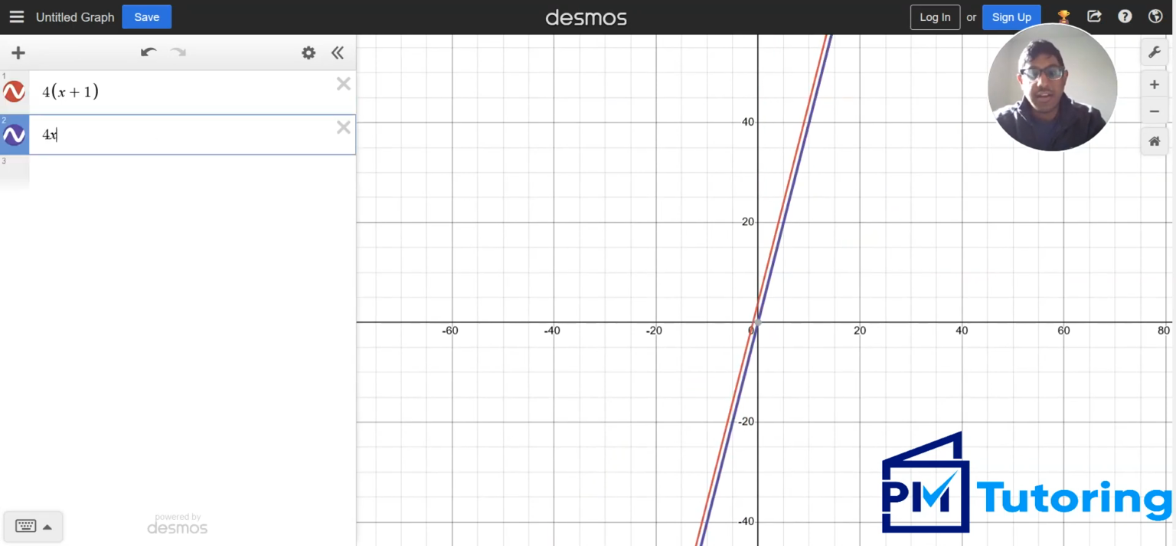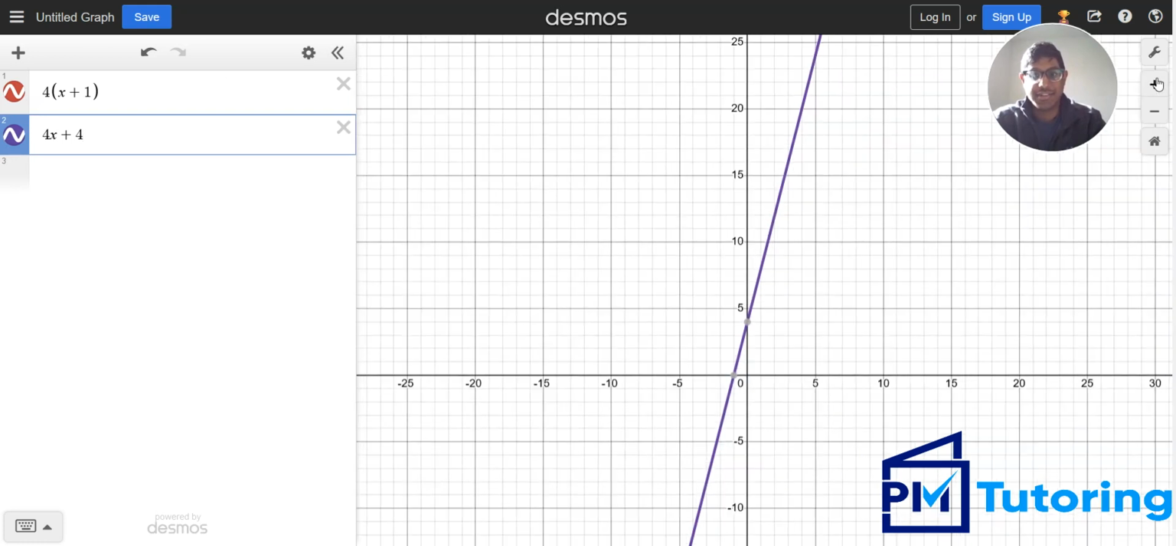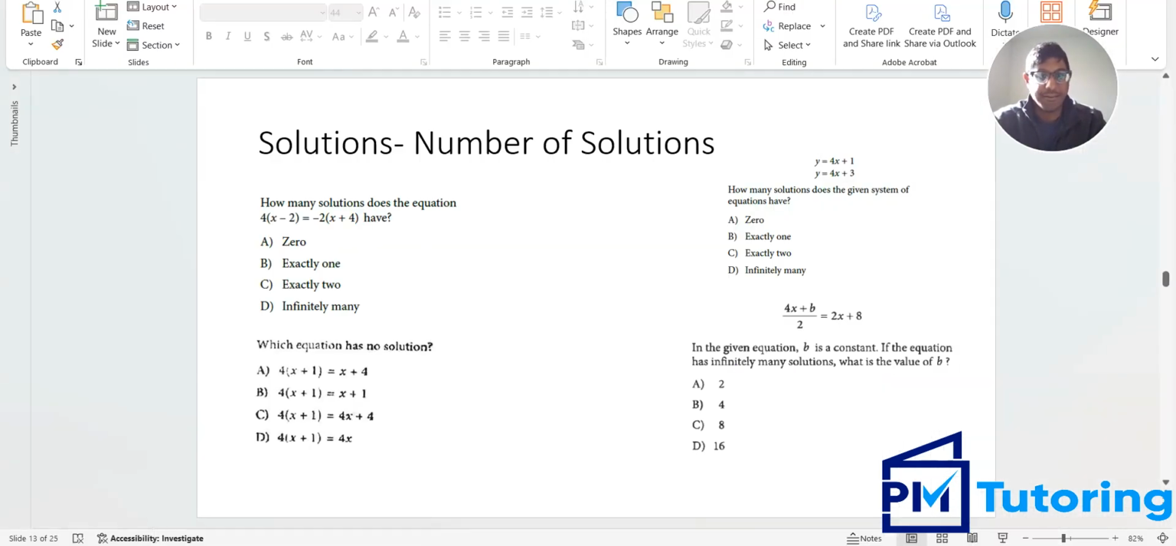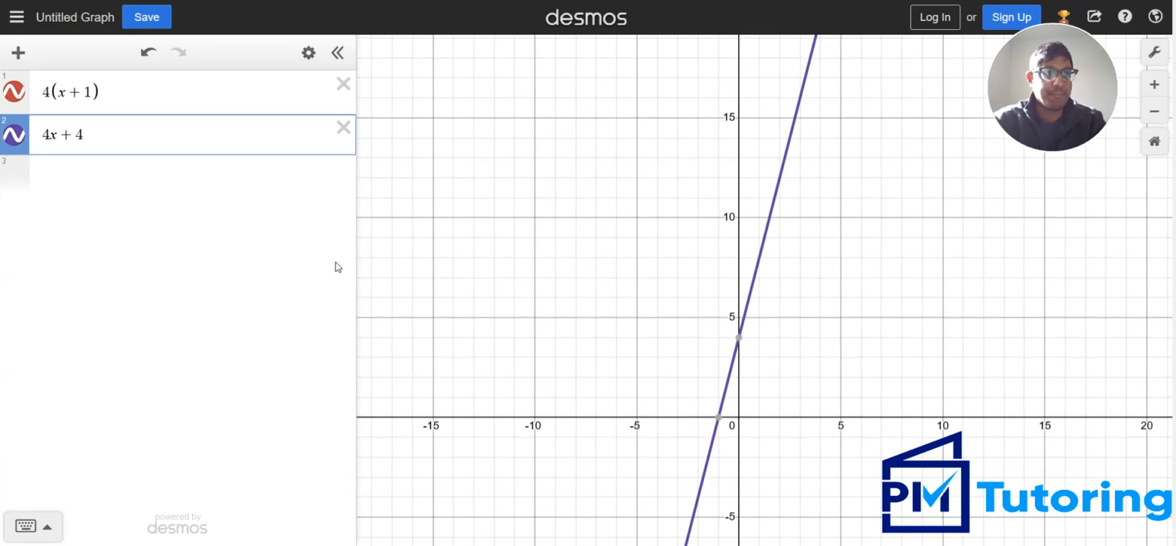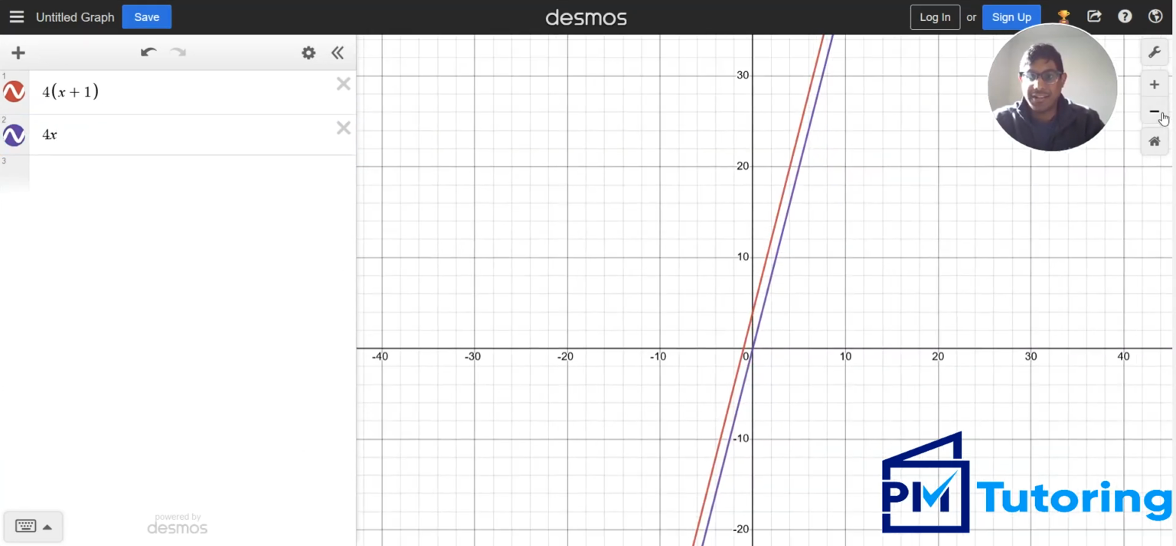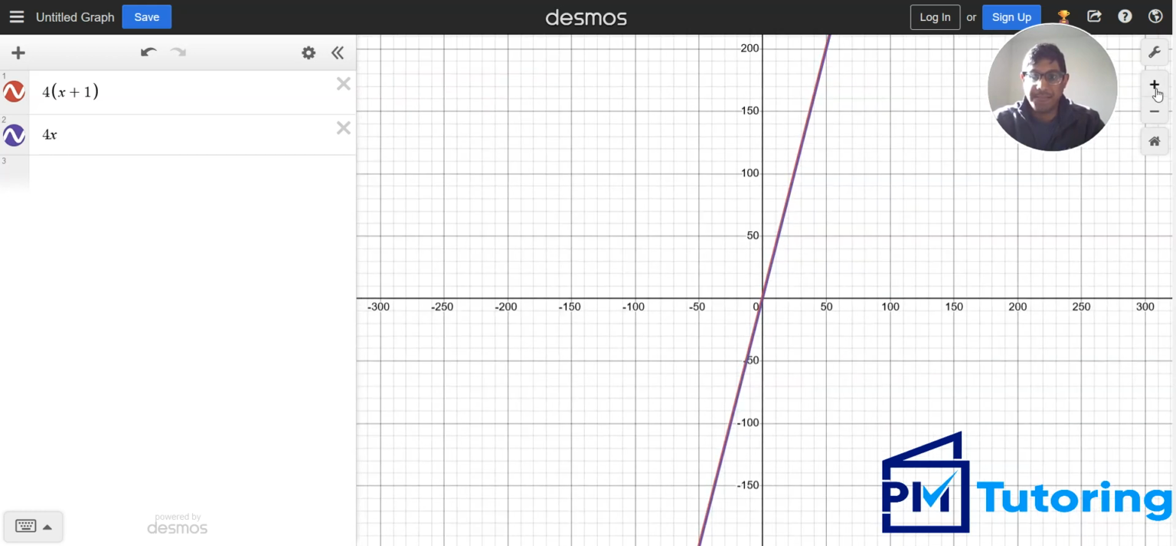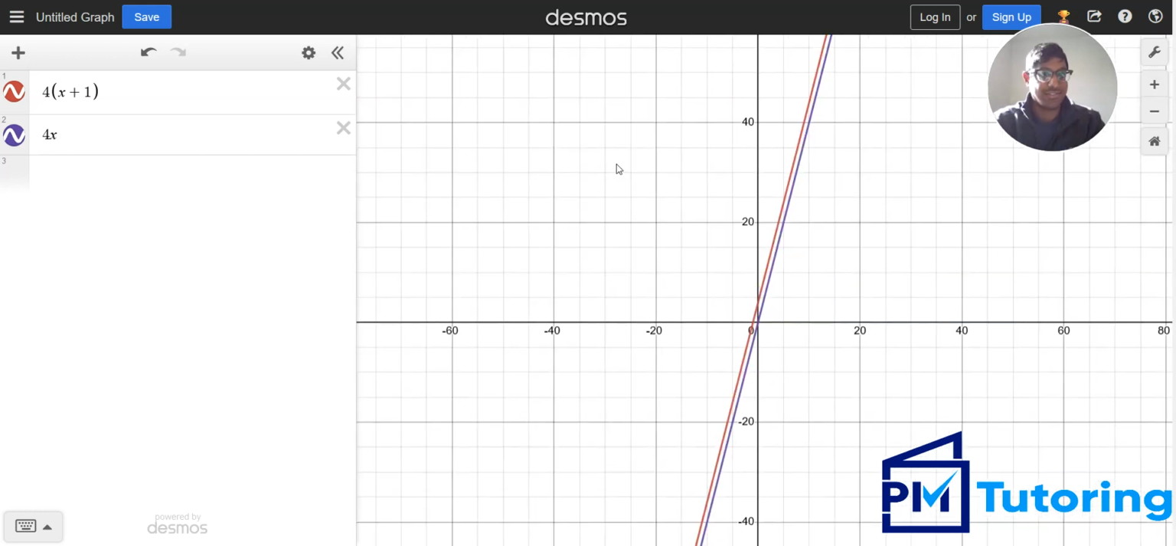4x plus 4 over here. And that's actually the exact same line. So that would be considered infinitely many solutions. And by now we know the answer choice has to be D, but we can visualize it, just 4x. And notice these are parallel lines. We could zoom out forever, and they would still never intersect.